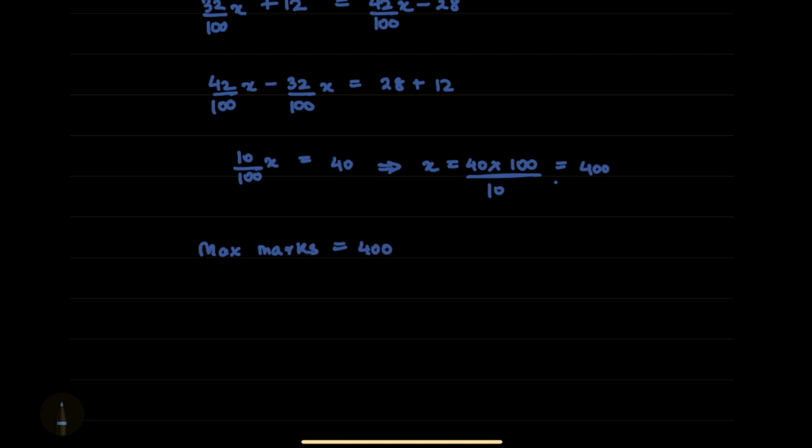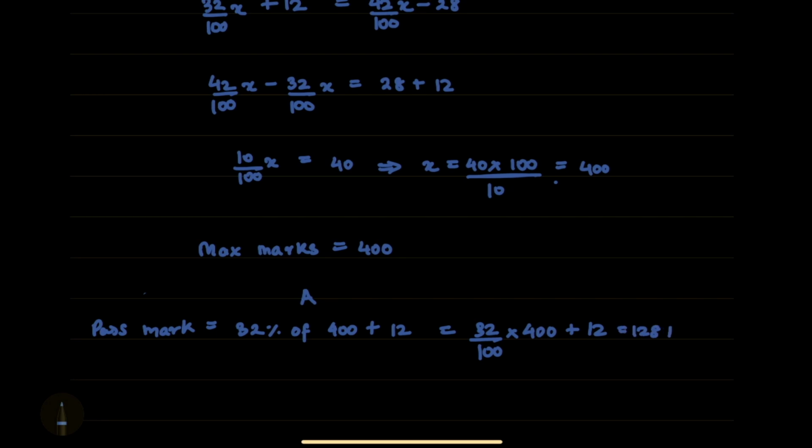And let's find what is the passing percentage. We can use either of the two equations. So let's take the first one, 32% of 400, for student A. That is 32% of 400 plus 12. So 32 by 100 into 400 plus 12 gives us 128 plus 12, and that comes out to be 140. So that's the pass marks.